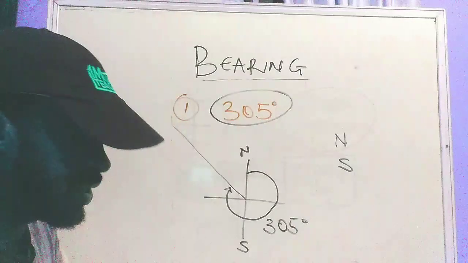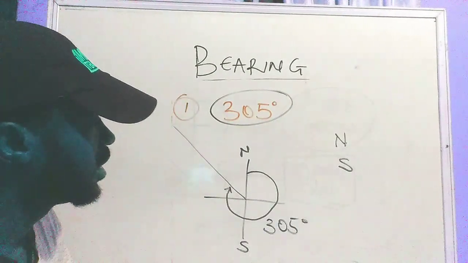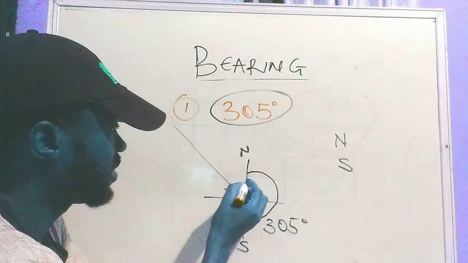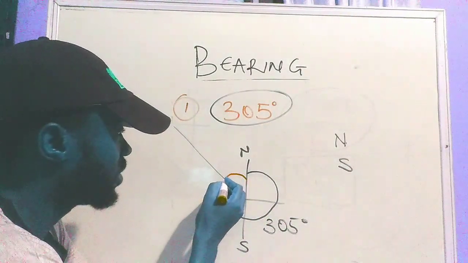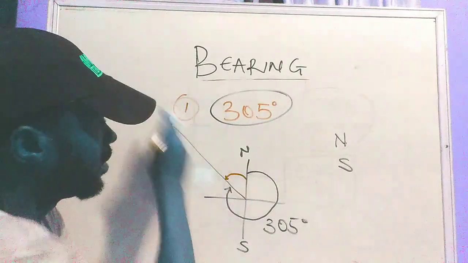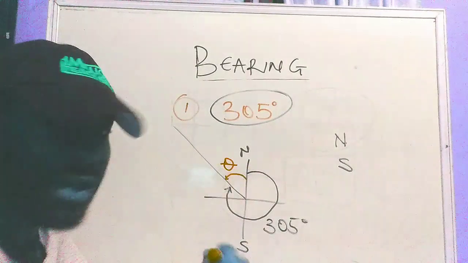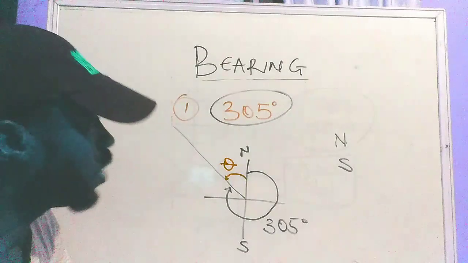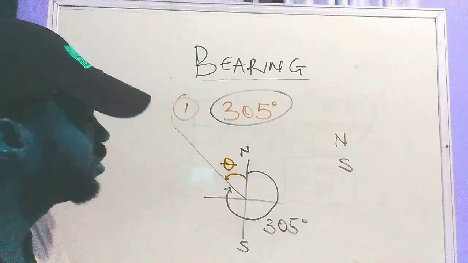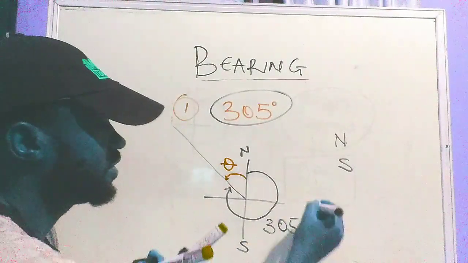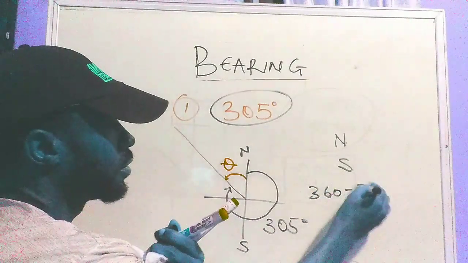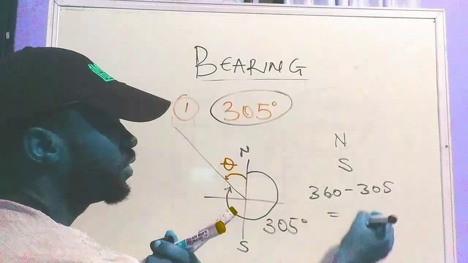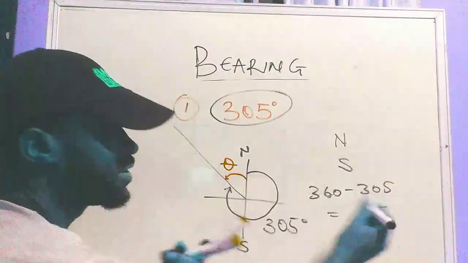And if you look at this diagram, the angle that is acute that starts from the north is this, and it moves towards this line here, and that is this angle here, theta. So our value for theta here is going to be 360 minus 305, and that is what? 55 degrees.